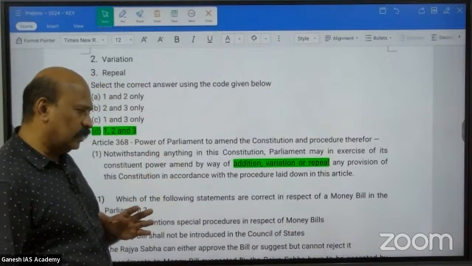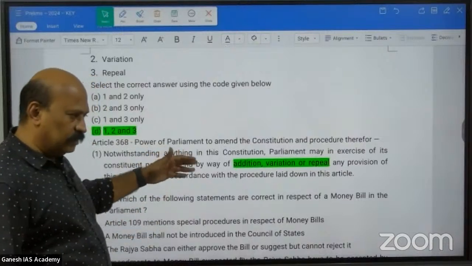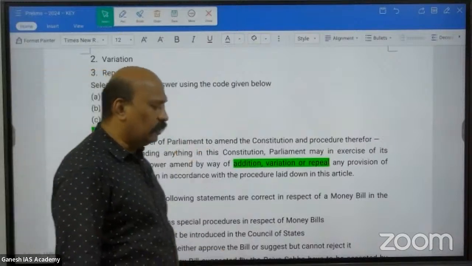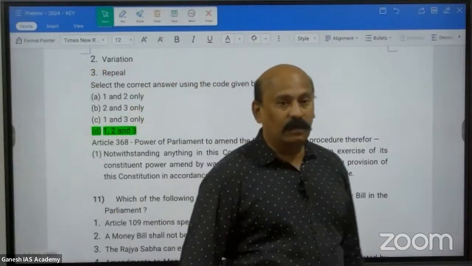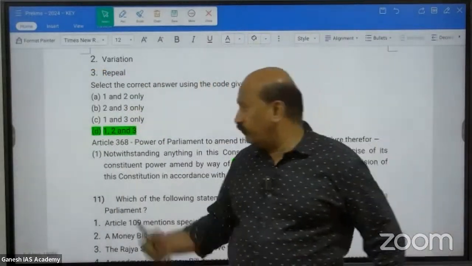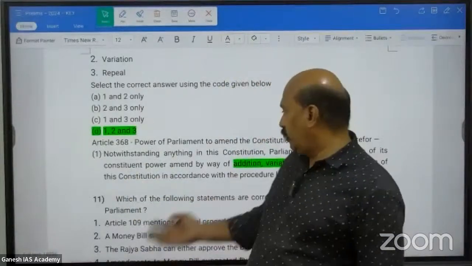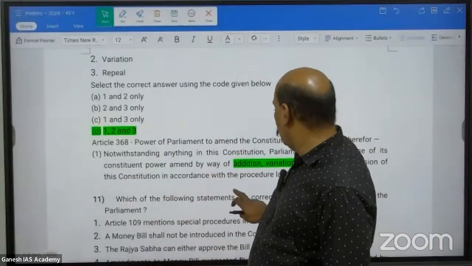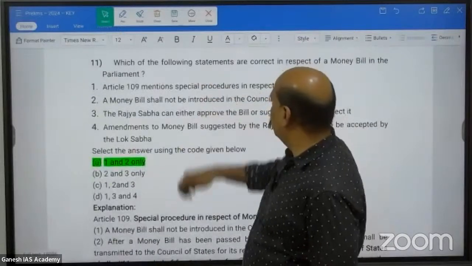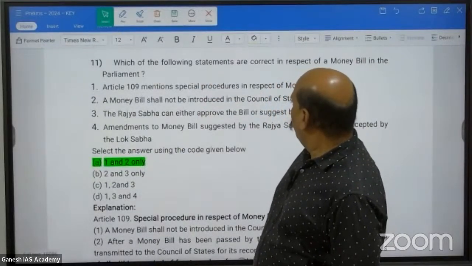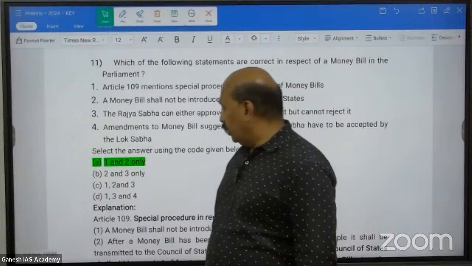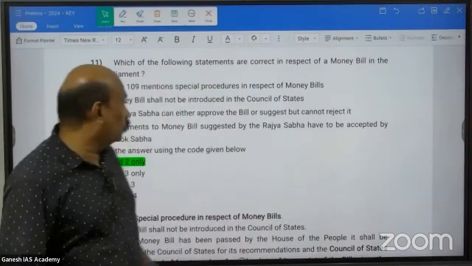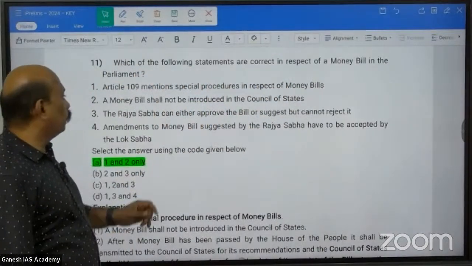So this is something that, as I told you at the beginning, UPSC has started. They have extracted the Constitution straight away and asked these kinds of questions. Similarly, this question: which of the following statements are correct in respect of a money bill in the Parliament? All these statements are drawn from the Constitution only.